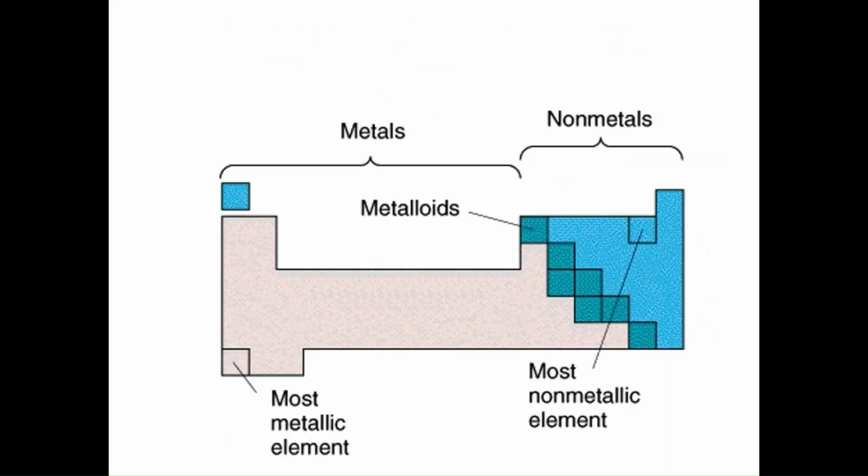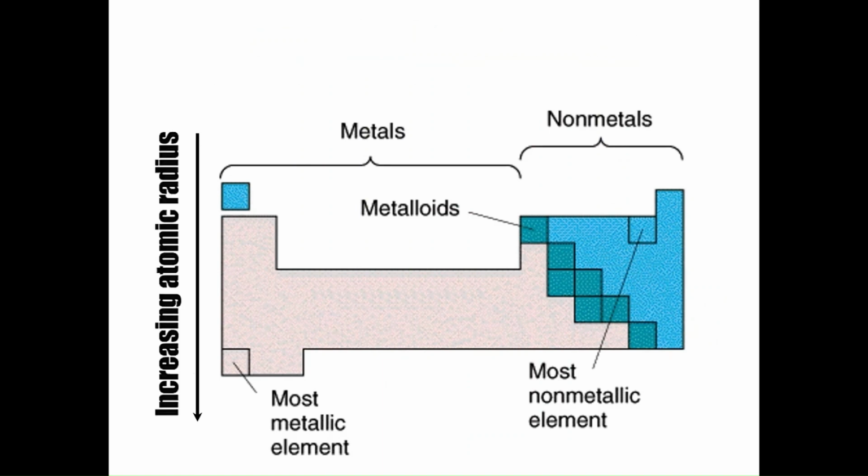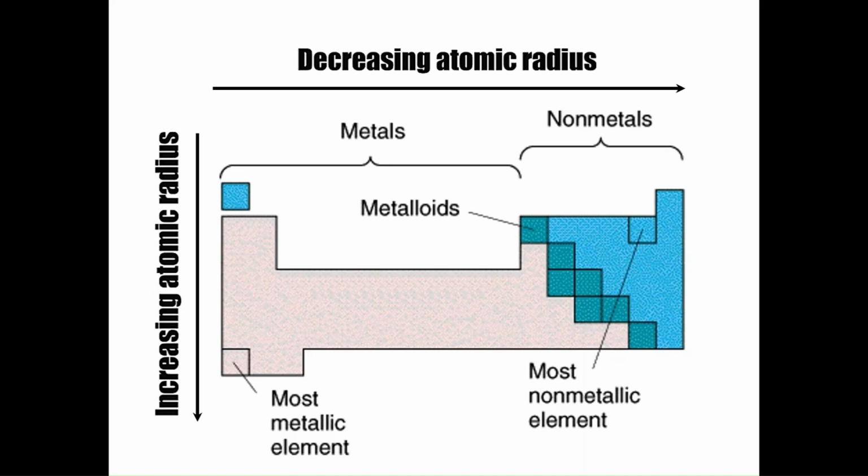So to review, as you go down a group on the periodic table, you're increasing atomic radius. As you go across from left to right on the periodic table, you're decreasing atomic radius.